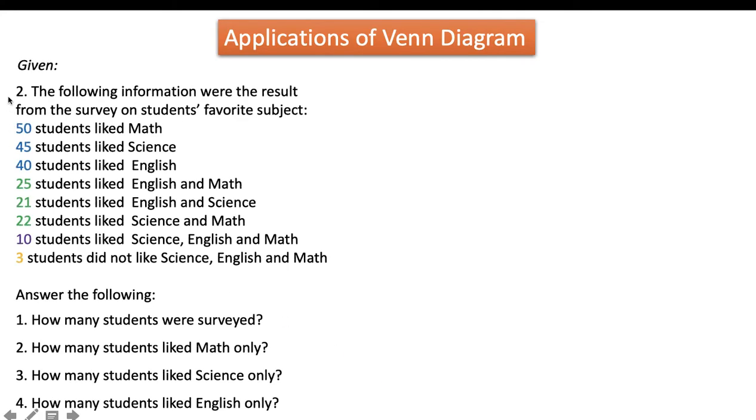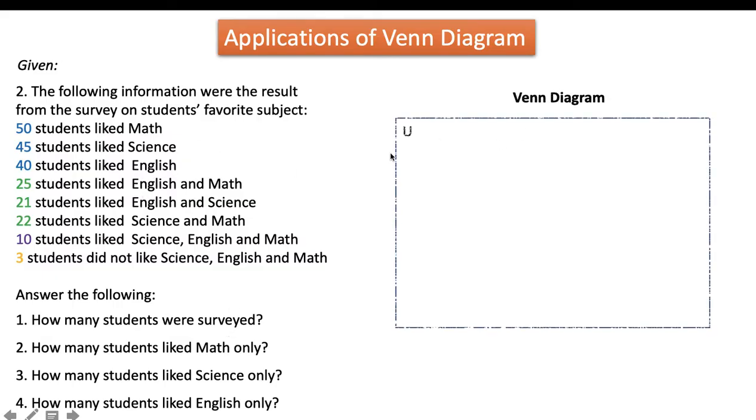In our given number 2, the following information is the result from the survey on students' favorite subjects. So we have here 50 students who liked math, 45 students who like science, then 40 students who like English, and 25 students who like English and math, 21 students who like English and science, 22 students who like science and math, then 10 students who like science, English, and math. But there were students who do not like these 3 subjects. So to answer the following questions, we will organize the data using a Venn diagram.